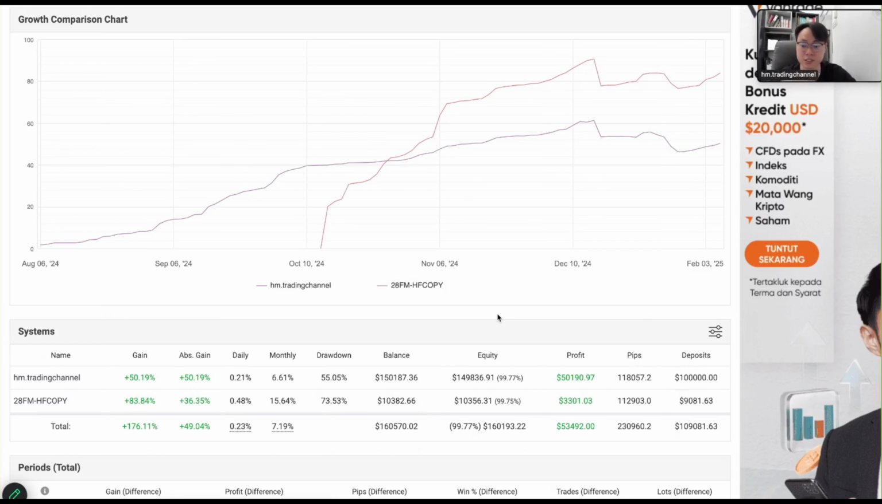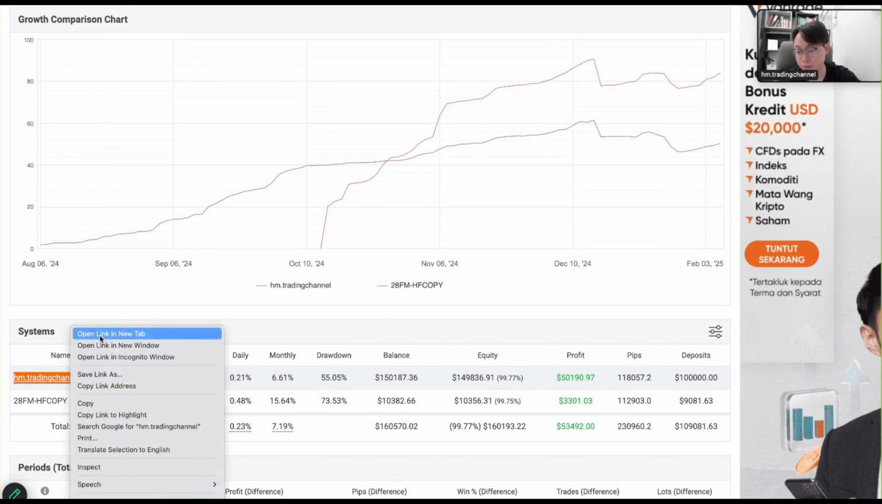But of course, these are not the only accounts that I'm trading with. I personally still trade with a few prop firms, I'm still funded with a few prop firms, and I also have a bigger live account that is linked with these trades. So without much talking, let's go into the first account, which is the Darwinex account right here.